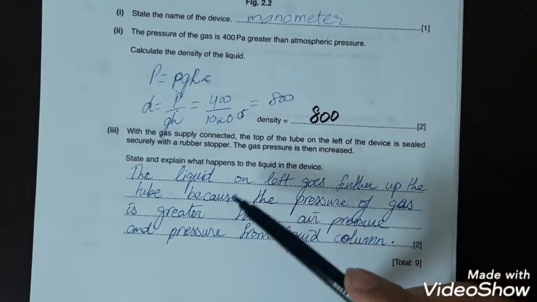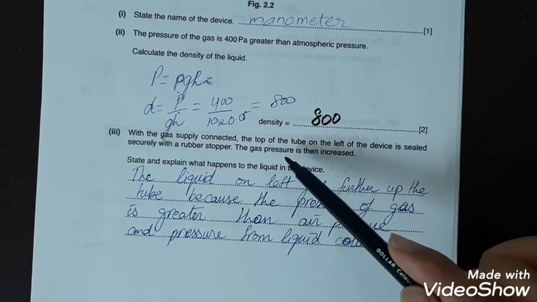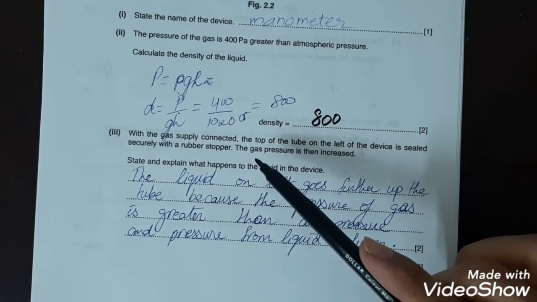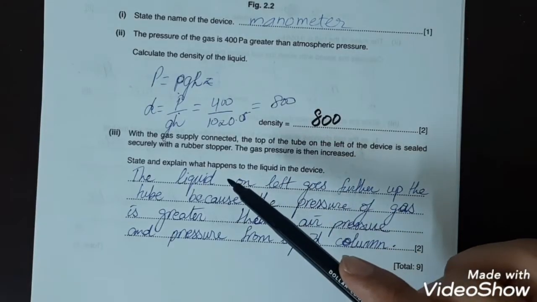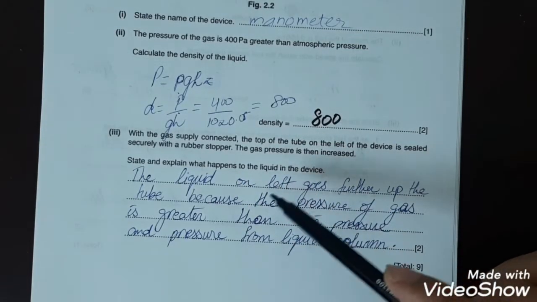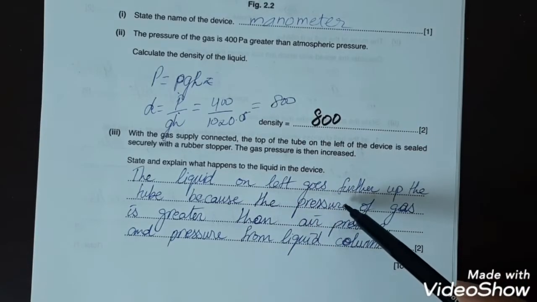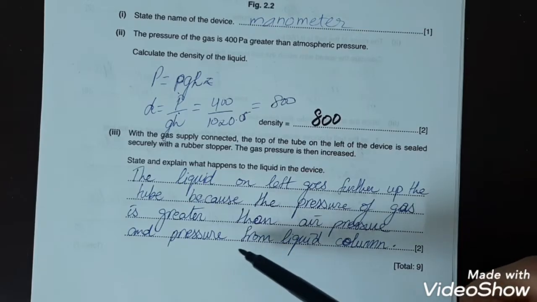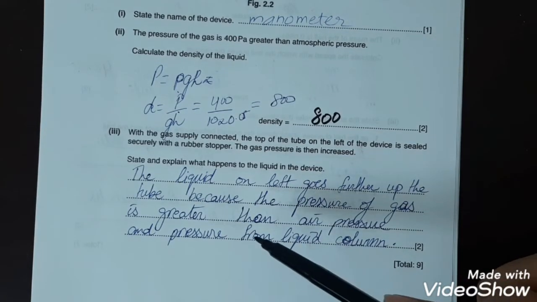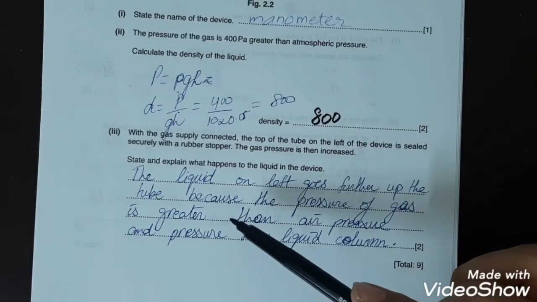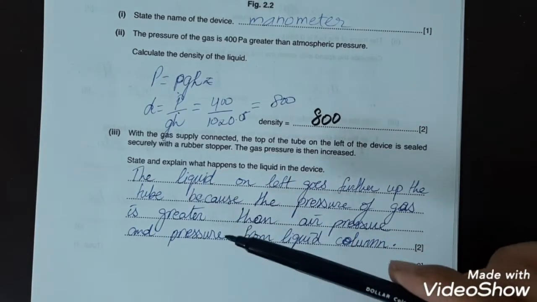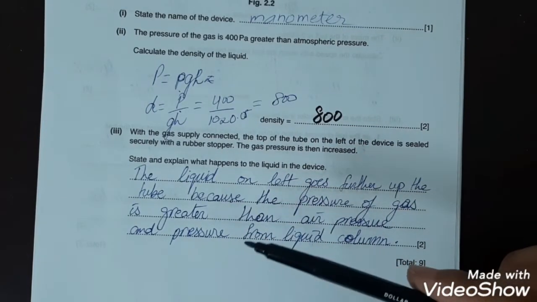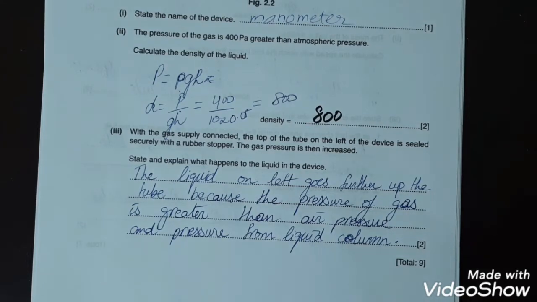Then part 3 states with the gas supply connected, the top of the tube on the left of the device is sealed securely with a rubber stopper. The gas pressure is then increased. State and explain what happens to the liquid in the device. The liquid on the left goes further up the tube because the pressure of the gas is greater than the air pressure and pressure from the liquid column. So that's why the liquid will move towards the left and top of the left side, because the pressure of the gas is greater than the air pressure and the pressure from the liquid column. So this will be the final answer.